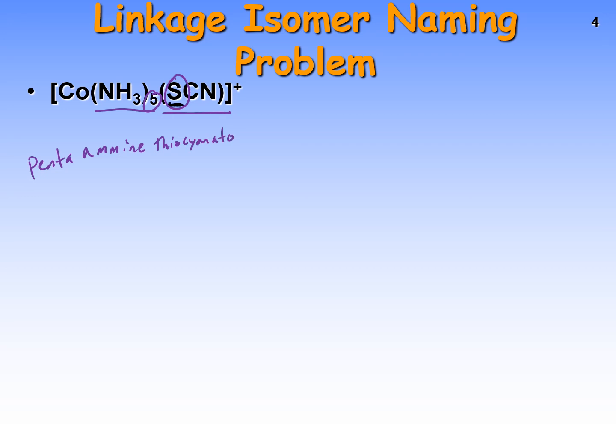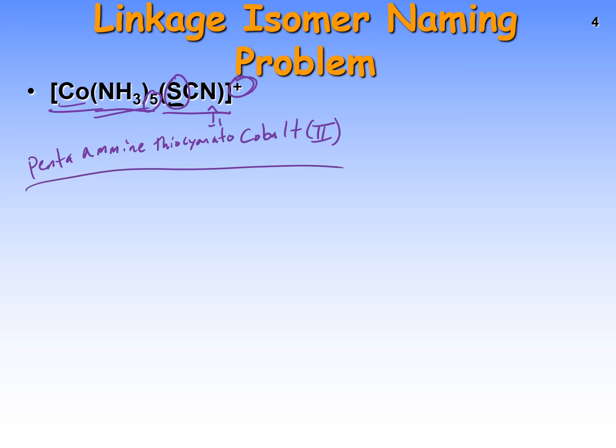Then we're going to write the name of cobalt. It's a cation, so we just write cobalt. And then it's going to be 2+, because this is -1, and this is 0. So this must have been 2+ if we have an overall +1 charge. So this is the name of that one.